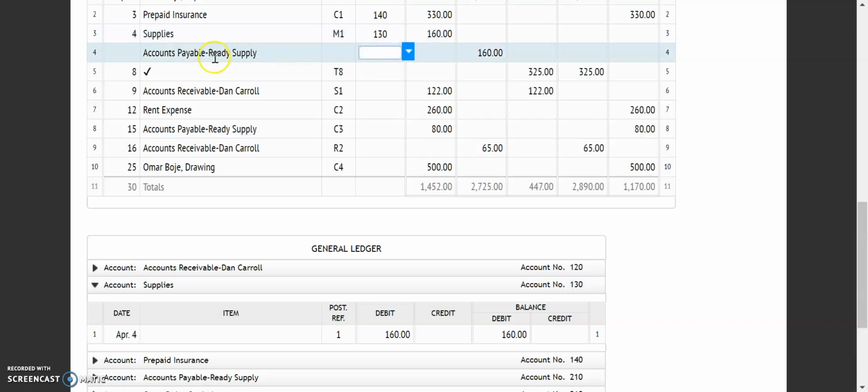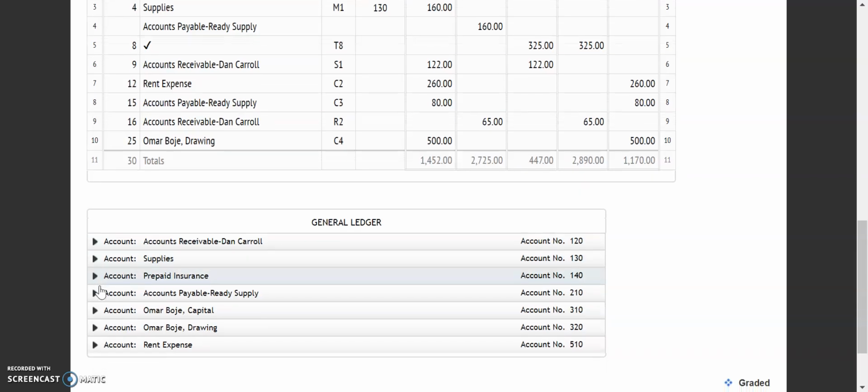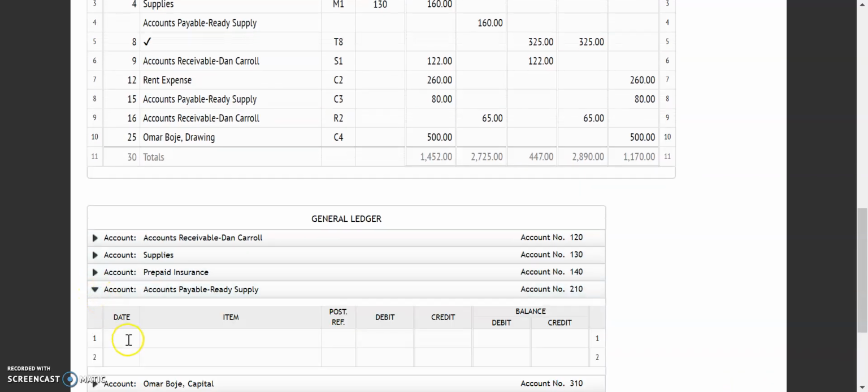Now this one looks a little bit different. Remember that all this signifies to us is that the supplies and the accounts payable right now are one transaction. So technically when we go to post our accounts payable for Ready Supply, let's go down here and open up accounts payable for Ready Supply. We put in April 4th because that's the date of the transaction. That just means that those two are together. Our journal page number is still 1. This is a credit of $160, so make sure you get it in the correct column. And now we have a balance of $160 in our accounts payable for Ready Supply. Again, account number is 210. Don't forget to go up and plug that in.